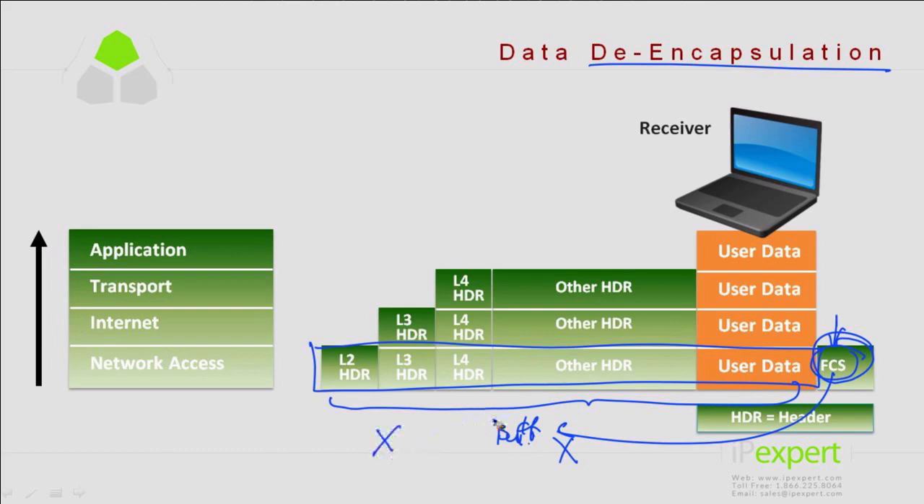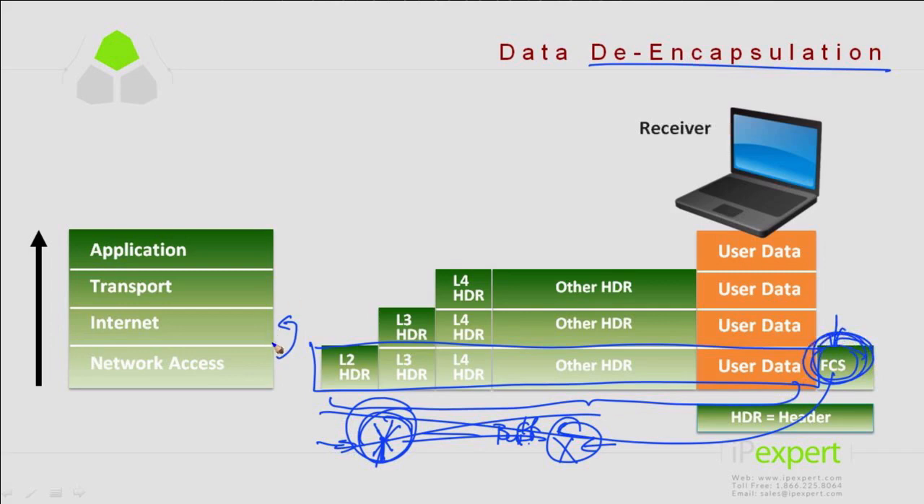My own algorithm. Same algorithm that was run when it was encapsulated will be run when it's de-encapsulated. If these two values match, then the data is going to get handed up the layer. If they don't match, then whatever error recovery process we have, either asking for the information to be resent or just dropping the packet, that will take place. But that file checksum allows us to make certain that nothing happened to the data in transit.